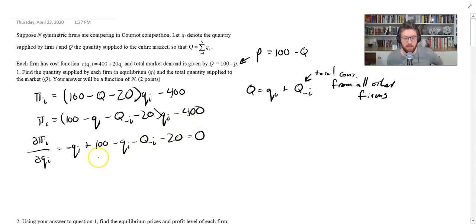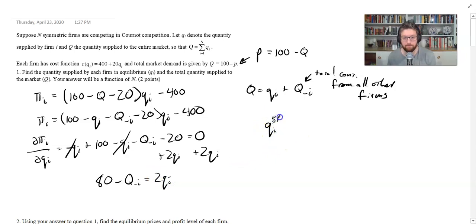We get our best response function. We add 2 qi to both sides, and that cancels out these two guys. And then we are going to end up with 100 minus capital Q negative i minus 20 is equal to 2 qi. So that's 80 minus capital Q to the negative i equals 2 qi. And we get our best response function, qi equals 80 minus capital Q to the negative i, over 2.